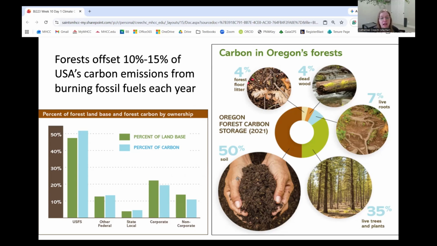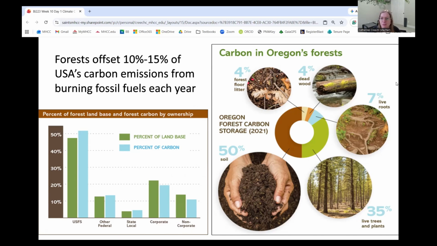In Oregon, we have a graph here showing us the percent of land that's available and the percent of carbon that is stored in that land. So it goes up to 50, and we have the United States Forest Service. They have the majority of the forested land in our state, and that stores the majority of the carbon. We have other federal land, we have state and local land, we have corporate land. A lot of this is timber companies that are using the land to produce timber products, which is a huge source of revenue for Oregon. And then we have non-corporate, which includes private landowners.